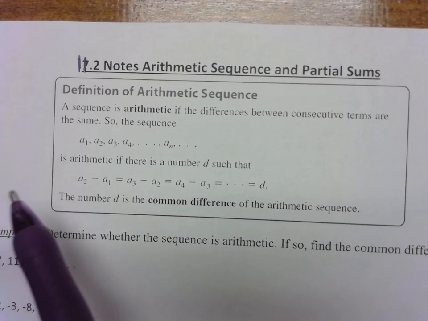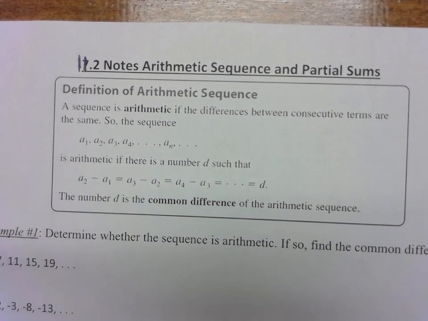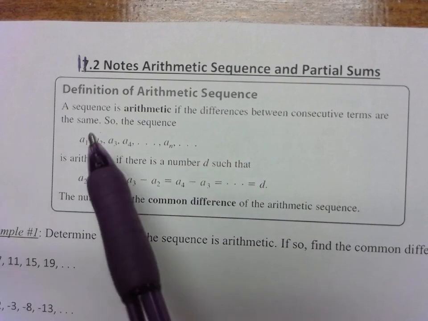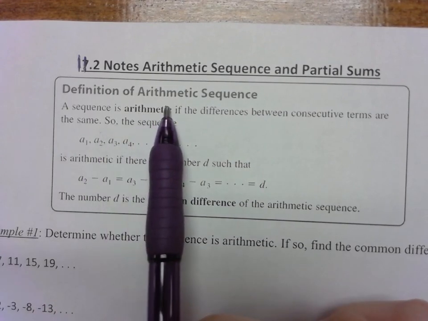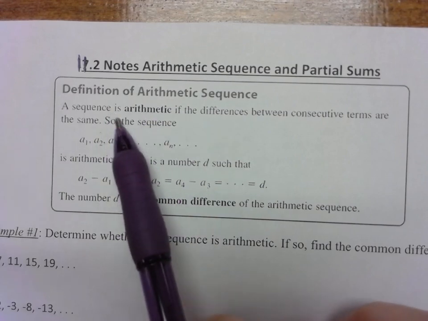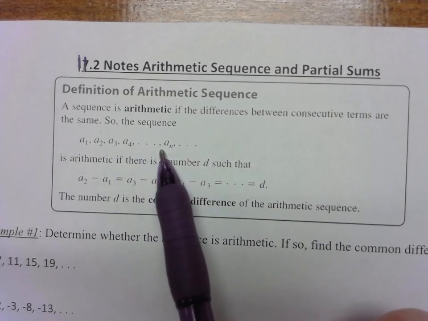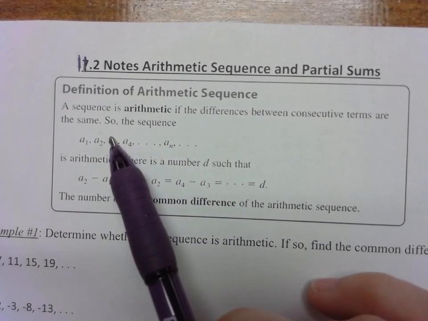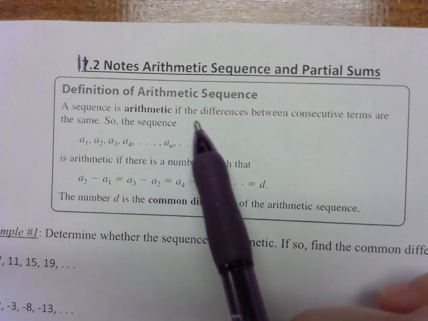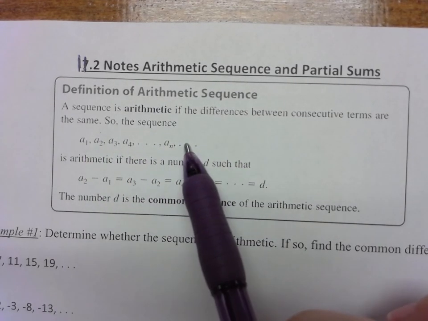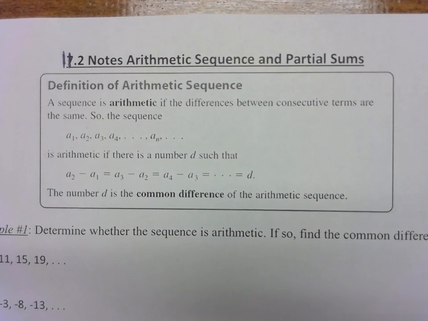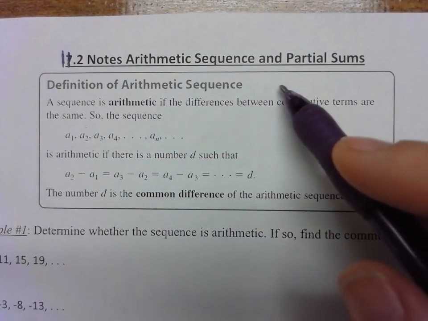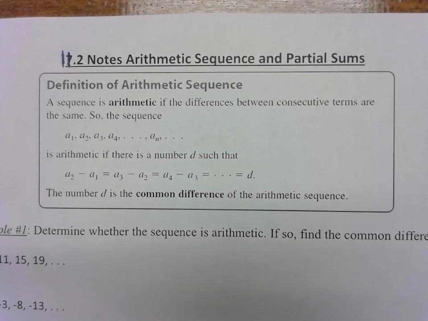Okay, so last time we talked about sequences. Remember, a sequence is just a list of numbers. And we talked about arithmetic and geometric. Arithmetic is when you have a common difference between each term. In other words, you're adding or subtracting a common number to get to the next number. So arithmetic, you're adding or subtracting, has a common difference.